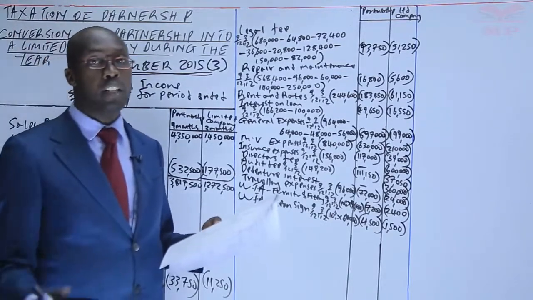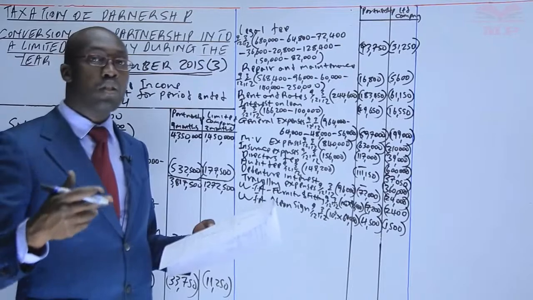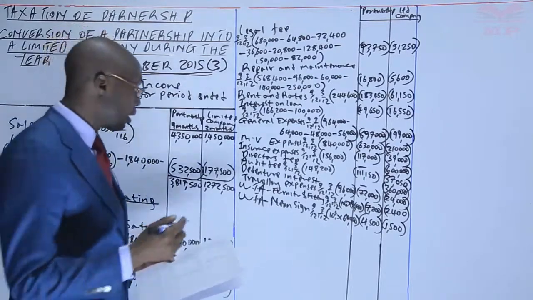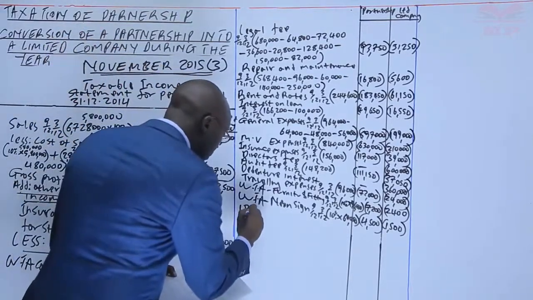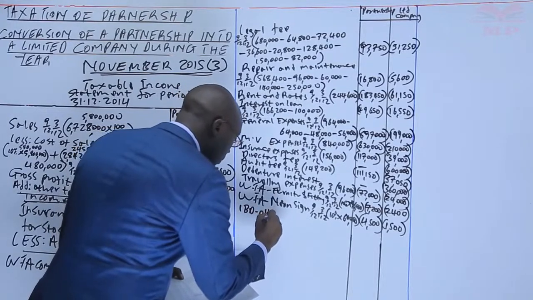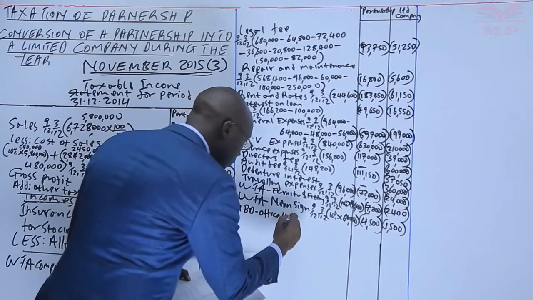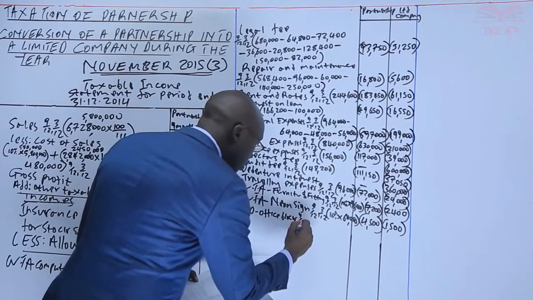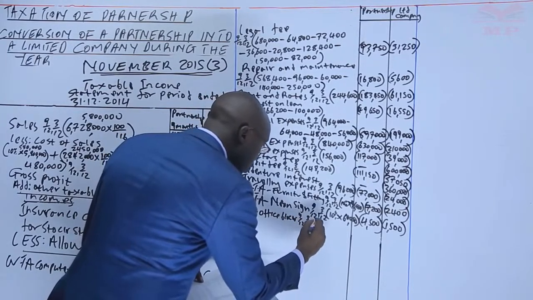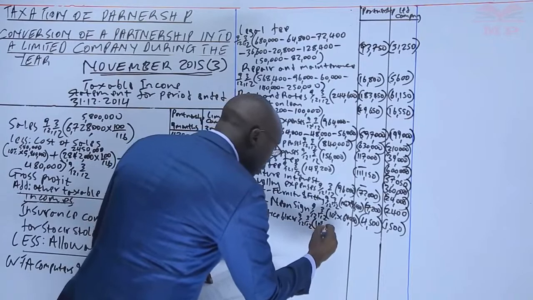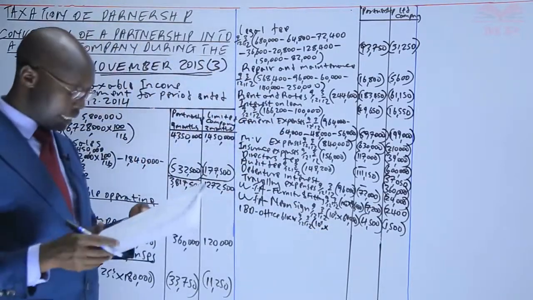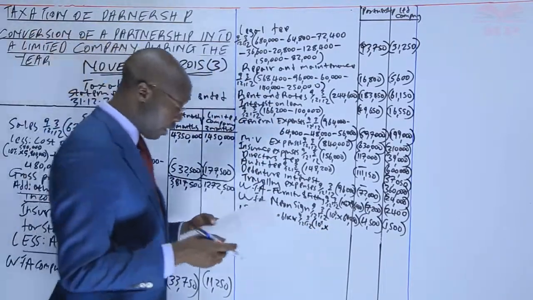For the office block, we don't claim rent here. We claim industrial building deduction, IBD. So we have IBD, office block. So we have 9 over 12, 3 over 12. Of the IBD, we said, is at the rate of 10%. So 10% of 140,000.